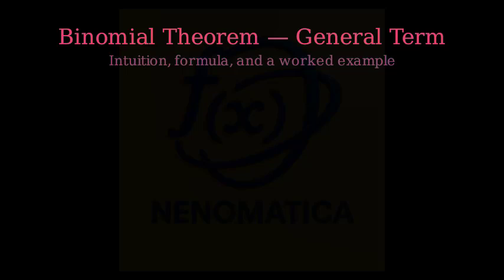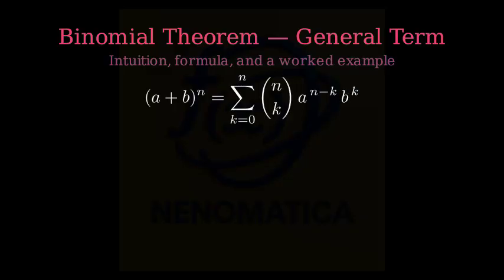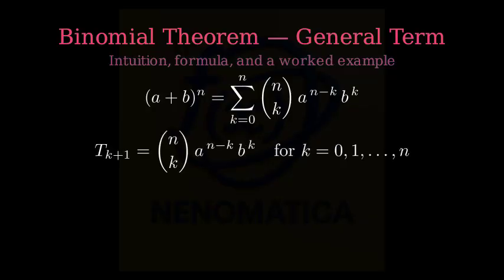Let me show the compact formula now. We read this as the sum from k equals 0 to n of n choose k times a to the n minus k times b to the k. Let's also write the general term as T sub k plus 1. T sub k plus 1 equals n choose k times a to the n minus k times b to the k, for k equals 0, 1, up to n. Notice the exponents of a go down as k increases, and the exponents of b go up.